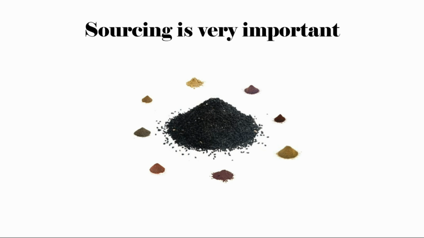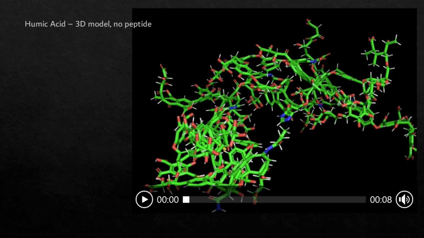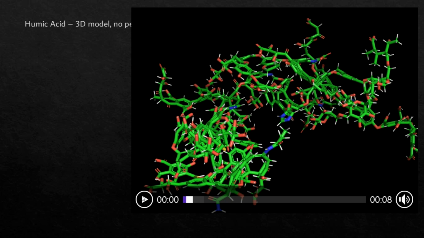Sourcing is very important. And when sourced correctly, humic acid does an excellent job of inhibiting viral fusion. This is a 3D model of humic acid that is used for medical purposes. And by leveraging the three-dimensional options here, you can get a better sense for the bulk of this molecule.